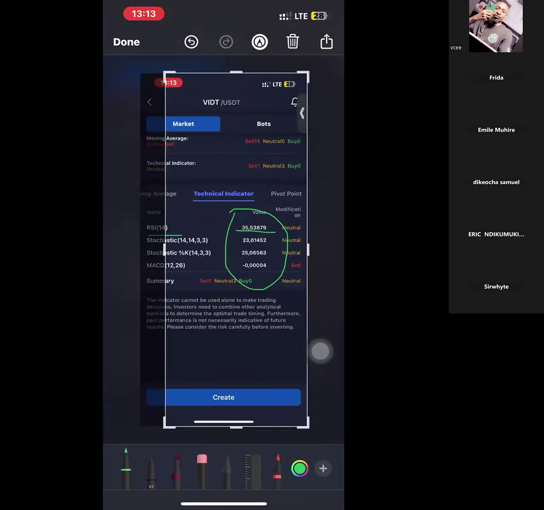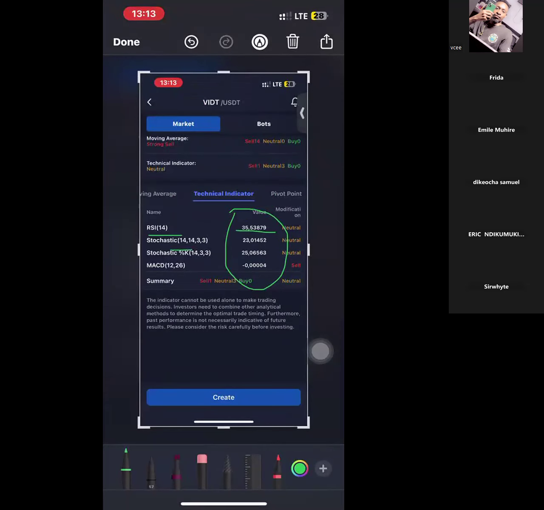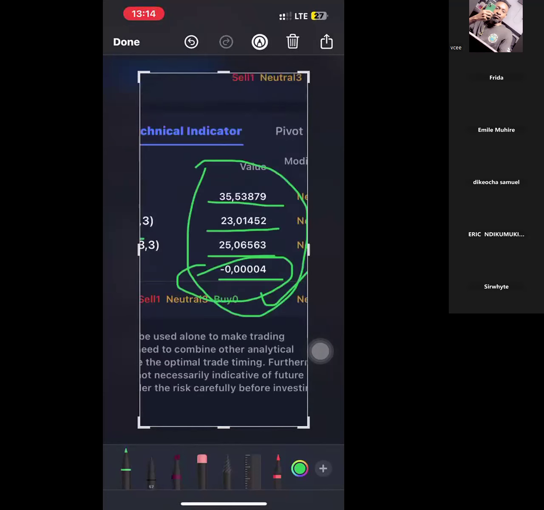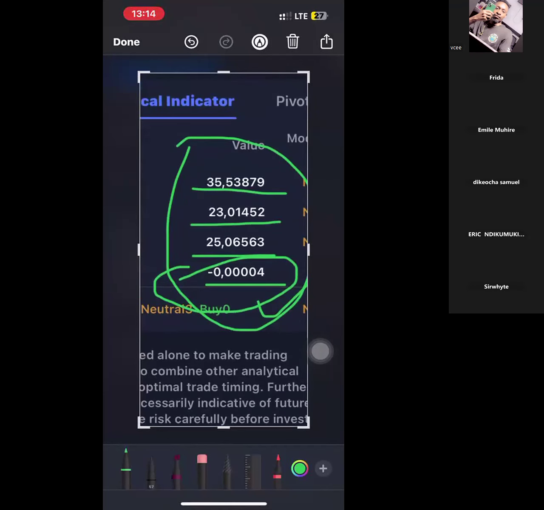The second one is stochastic. You see the value is 23. Then we see KDJ, which is stochastic K, is 25. And we see MACD is negative. So in this analysis, we can see that only one of the indicators is valid. Because this MACD has a minus, it is negative, so it is qualified on the MACD part.